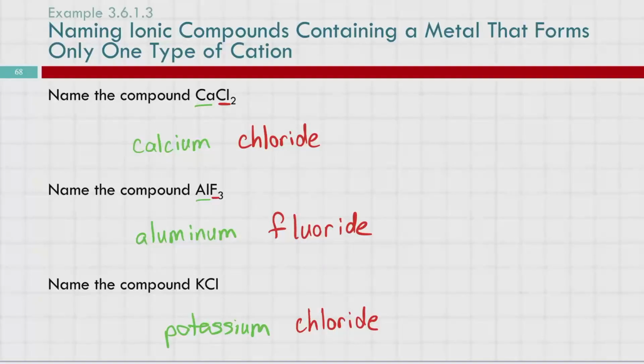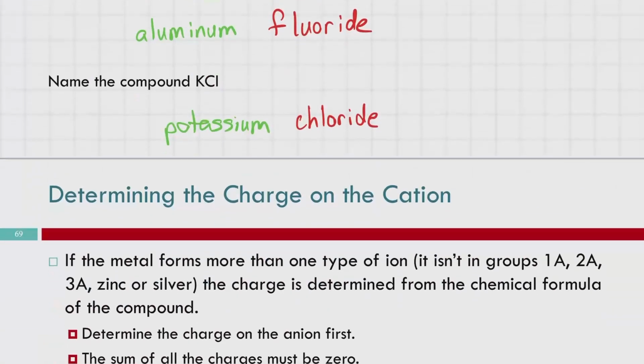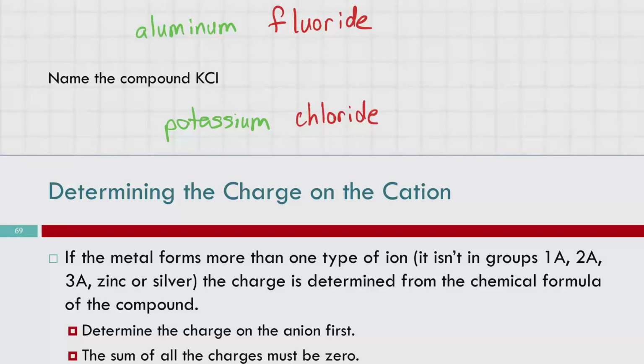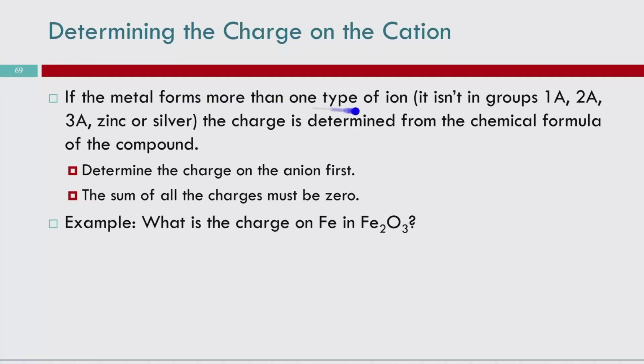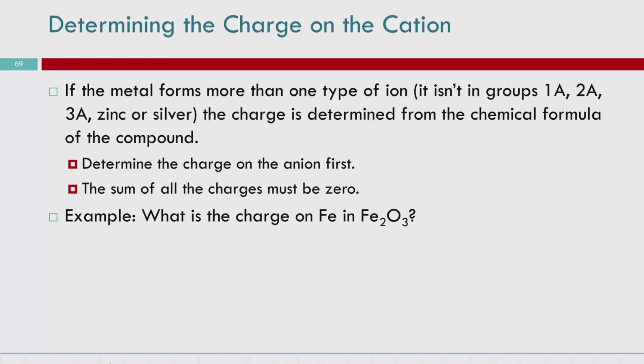Questions about those? So that's ionic compounds, metal and nonmetal, that have only one charge option for our cation. It's not a whole lot more complicated when we have multiple charge options. However, if we're working the other direction, it becomes a little bit more complicated. So if the metal forms more than one type of ion, the charge is determined from the chemical formula of the compound. This is not working the other direction. This is just adding on. We could have multiple charges.